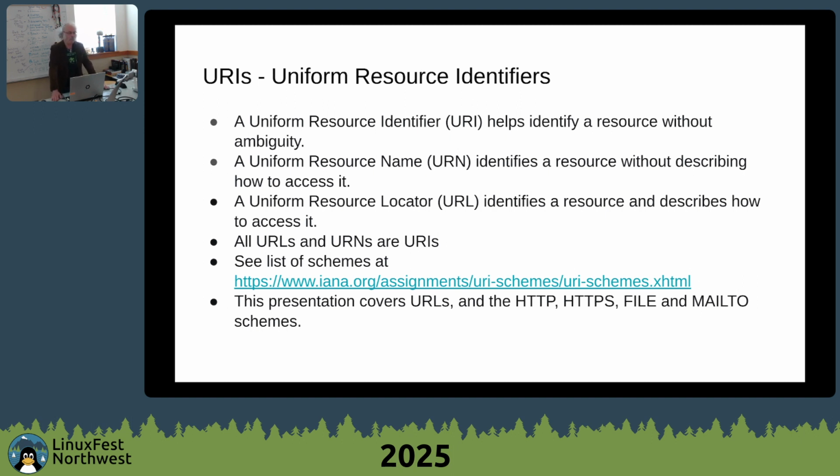Whereas a uniform resource locator gives you the name of a resource unambiguously, and it tells you how to get at it. So all URLs and URNs are URIs, but not all URIs are URLs. And URLs really are the thing that's useful, because it's not enough to know what something is, you also have to know how to get at it.